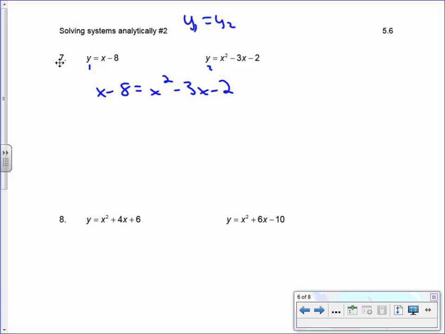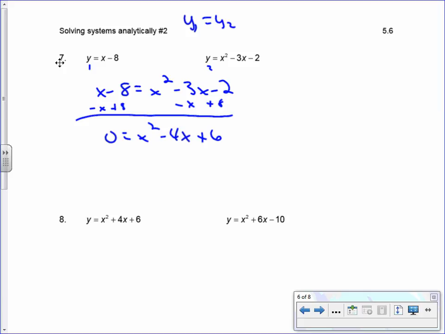We note that it is a quadratic because it has an x squared, and that says let's move everything over to one side. I like to keep my x squared positive, so I'm going to subtract x and add 8 to both sides. And there's our quadratic. I'm going to tell you right now that this does not factor. You can try a couple of things and see pretty quickly that nothing's going to work.